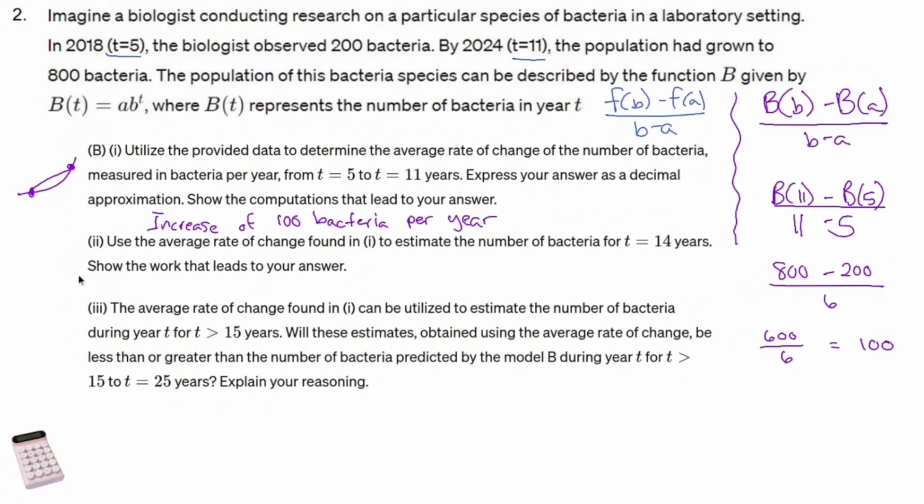So, interesting problem. Use the average rate of change found in 1, which is 100, to estimate the number of bacteria for t equals 14 years. Show the work that leads to your answer. Well, we have 11 years, and 11 years is 800. So the work that I'm going to show is the fact that 14 is 3 more years than 11, and I'm going to multiply that by 100. That's going to end up being 1,100 bacteria.